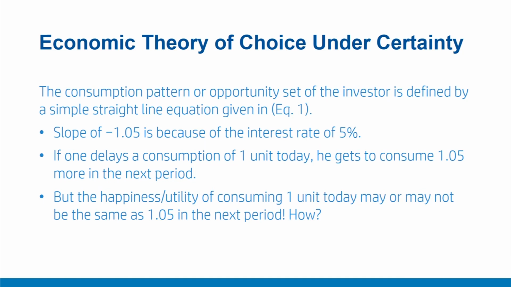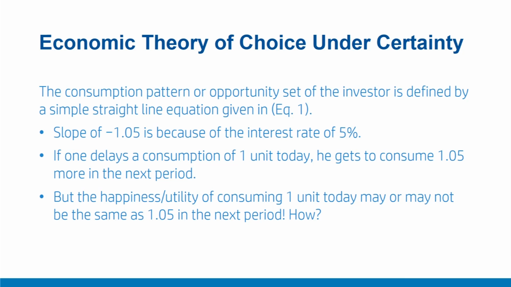The slope reflected that for each additional unit the investor consumes in period 1, 1.05 units are consumed less in period 2. This means he could have saved this 1 unit to earn 0.05 unit interest and consume 1.05 units in period 2.